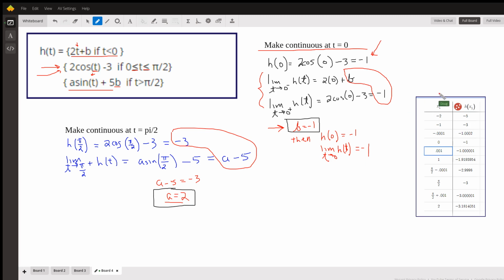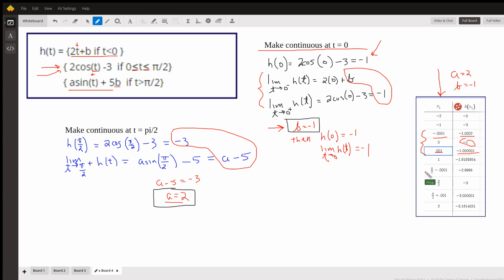And this table kind of shows what's happening. Here, the value of a has been set to 2, b has been set to negative 1, and we can see for this group right here, the function value at 0 is negative 1. If we come in from the left of 0, it looks like we're getting really close to negative 1. And if we come in from the right of 0, we're getting really close to negative 1. So the limit equals the function value.